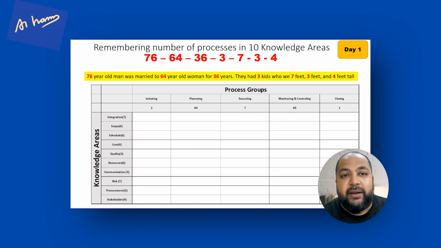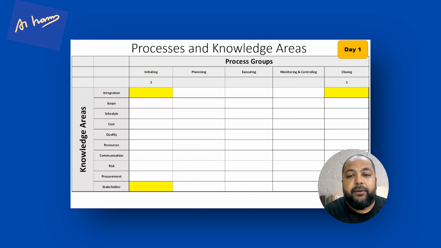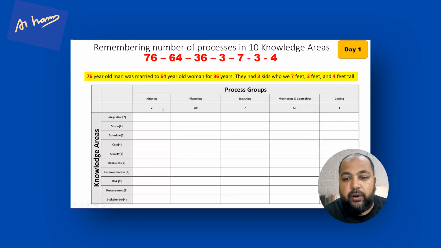Now, a few more patterns and hints, right? So what happens in the initiating process group and in the closing process group? I'm starting off with these 2 process groups, initiating and closing. You see, the initiating process group has 2 knowledge areas covered. There is 1 process in integration and 1 process in stakeholder management in initiating, and in closing there's only 1 process in the knowledge area integration. So all in all, initiating has just 2 processes, closing has 1 process. If you go back and see over here, 2 processes in initiating, 1 in closing.